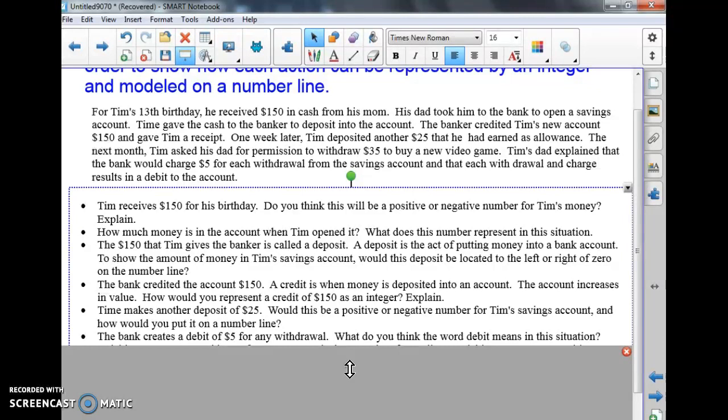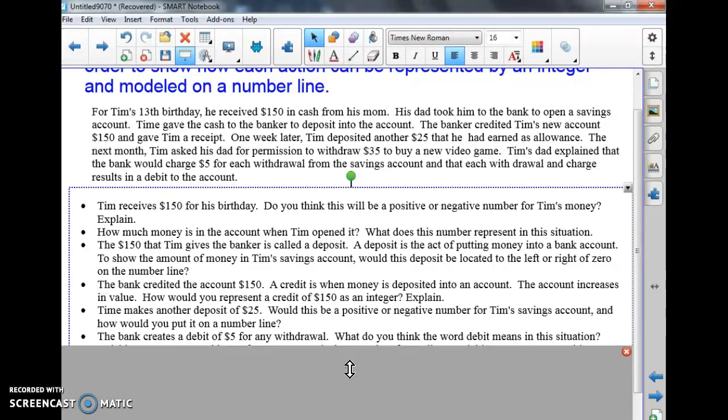The bank creates a debit of $5 for any withdrawal. What do you think the word debit means in this situation? In this situation, it means that you are subtracting it or taking it out. The difference between a credit card and a debit card is that a debit card immediately takes it out of your account. So if you use a debit card, it's connected to your bank account and the money you have in the bank, and then when you say, here's my debit card, it immediately subtracts it from your bank account.